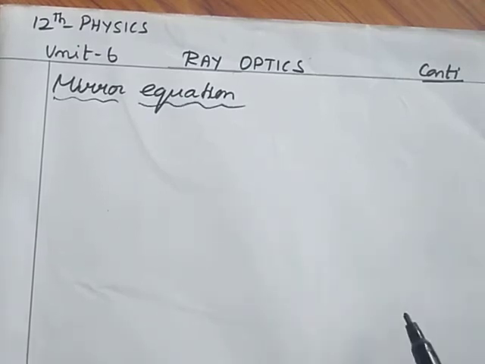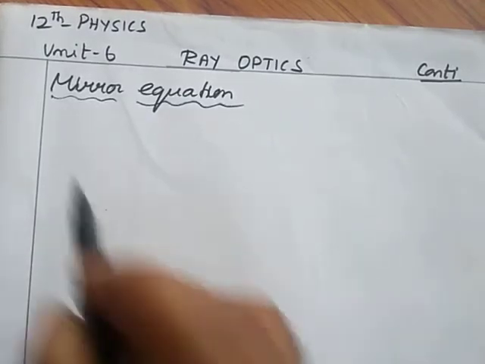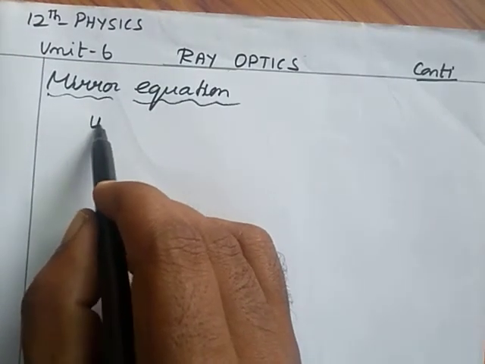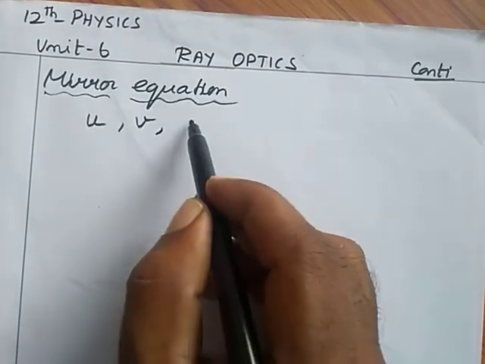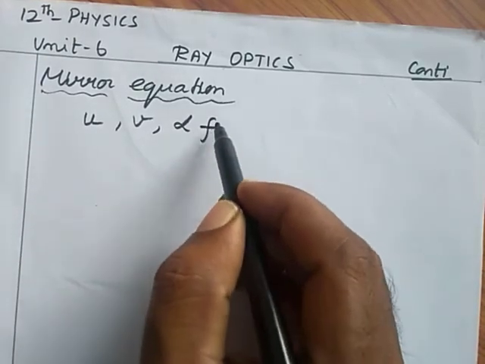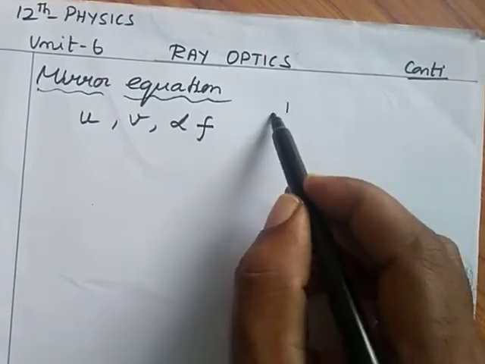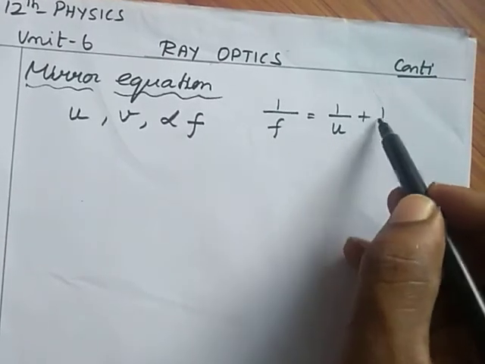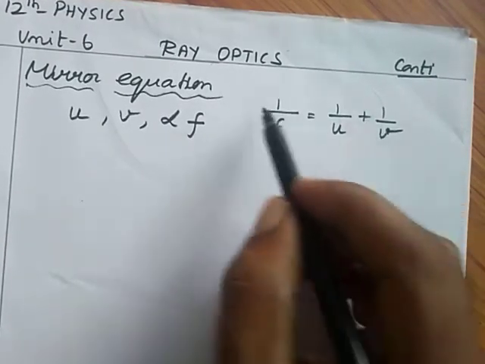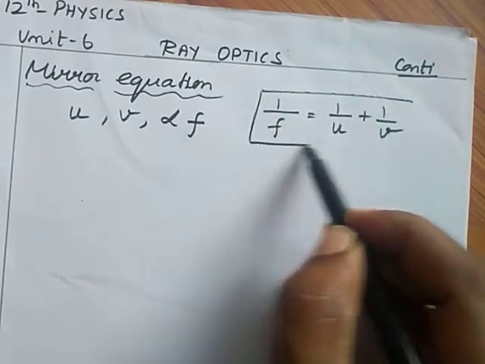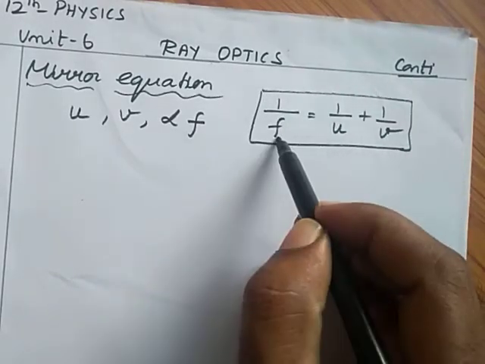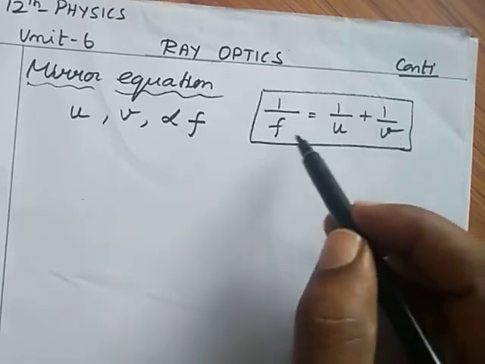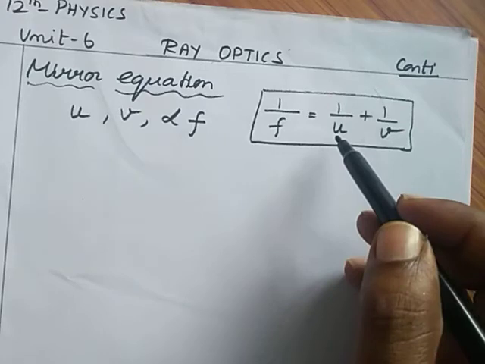In today's class, let me see what is the mirror equation. The mirror equation relates object distance, image distance and focal length of a spherical mirror. Combined, it is written as 1 by f is equal to 1 by u plus 1 by v. Using this relation, we can find the focal length of the spherical mirror by knowing the image distance and object distance. Vice versa, we can find the other quantities also.